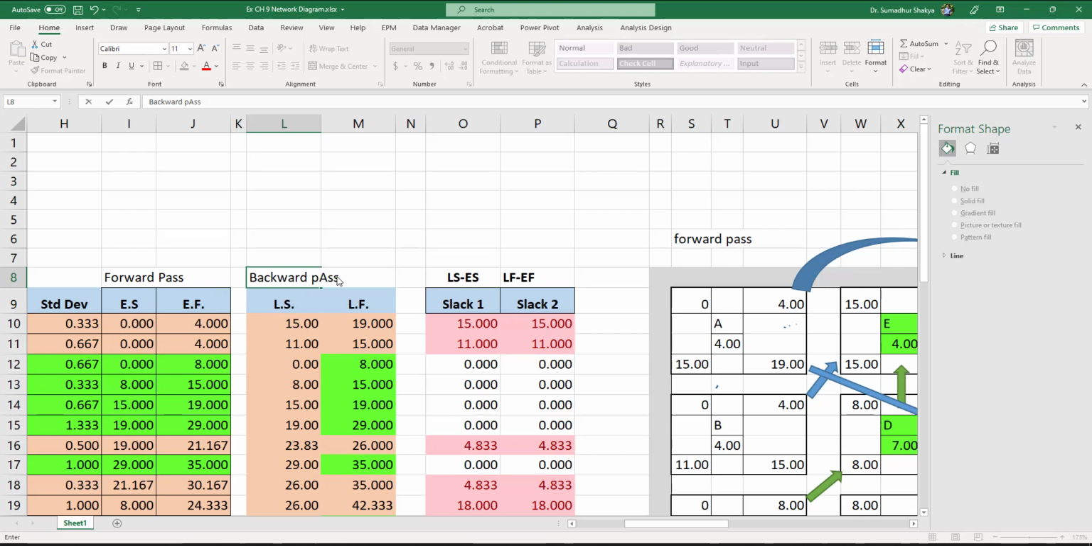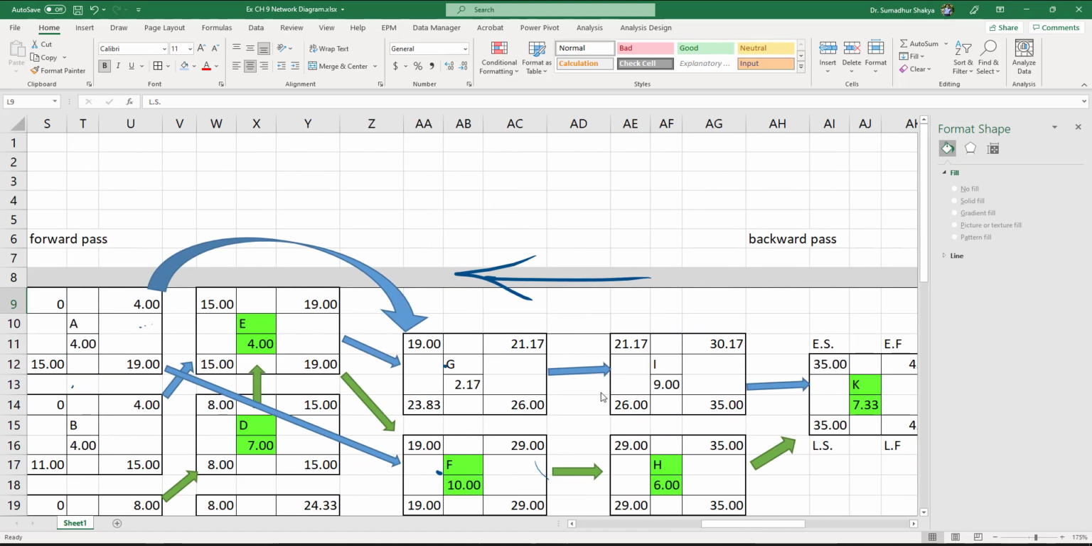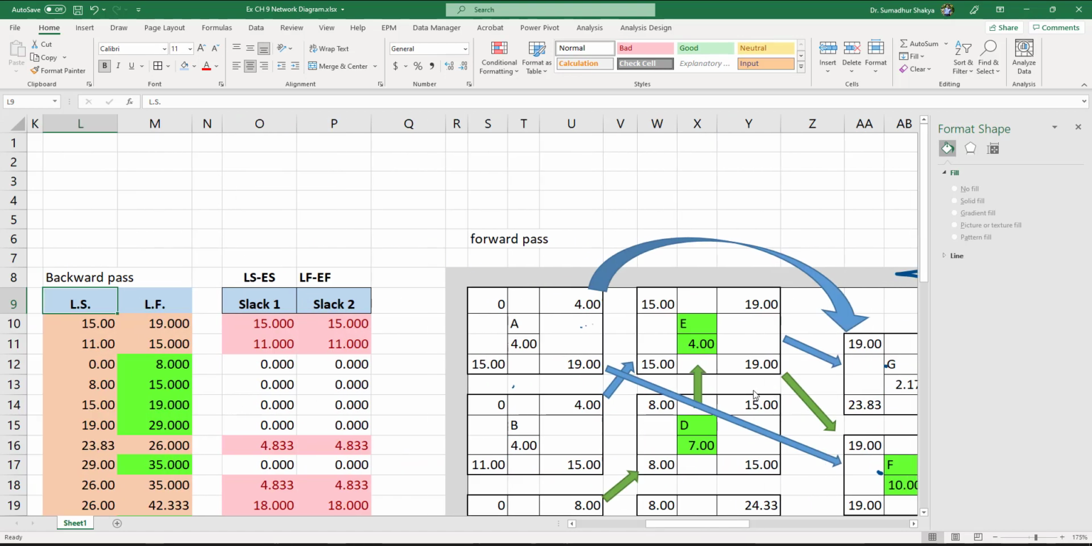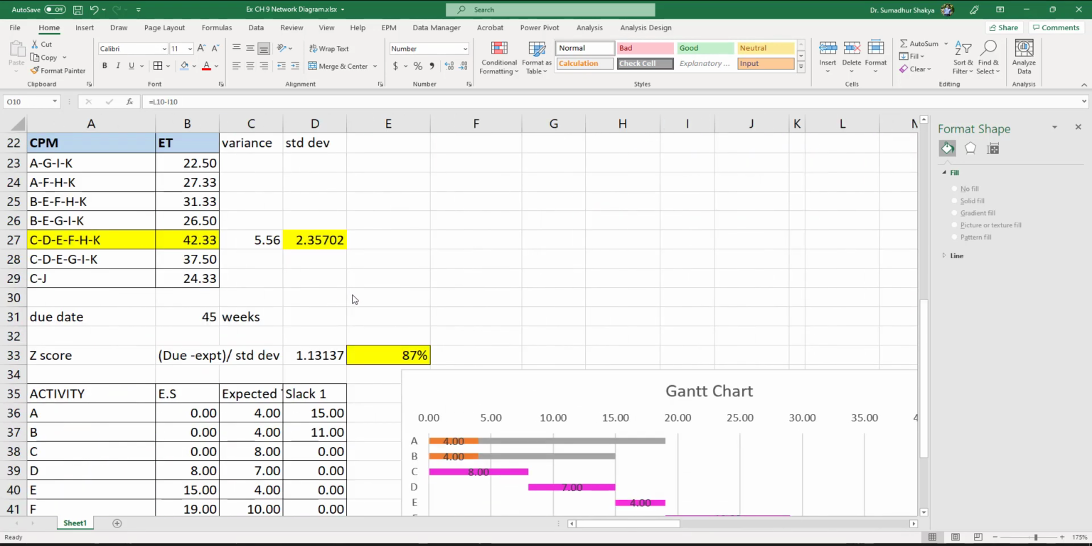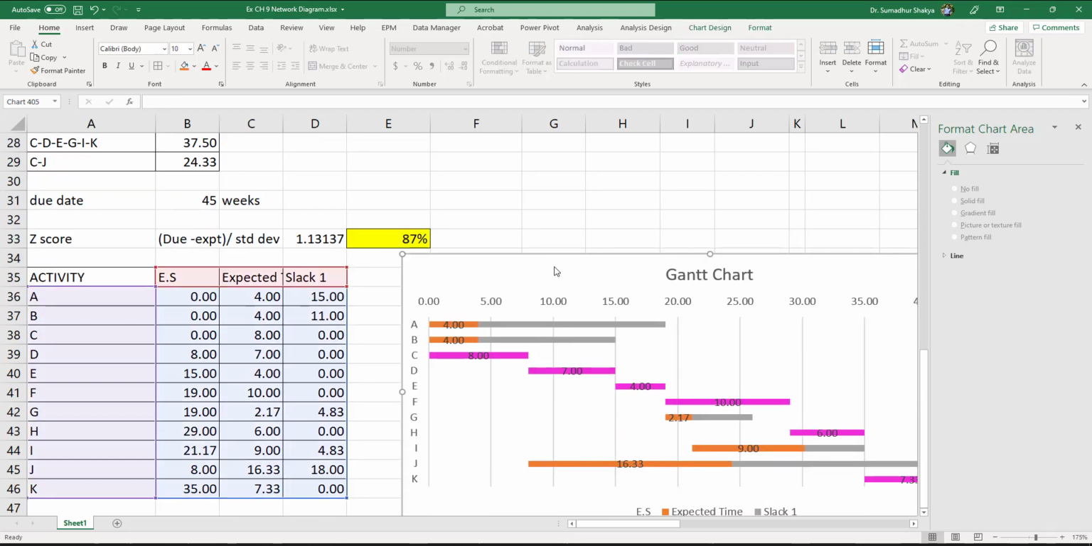So these are calculated using backward pass from the end of the project minus the activity time, and again follow the activities on the critical path first, then the activities that are not critical, then calculate slack 1 and slack 2. Both of them should come out to be exactly the same, and then calculate the Gantt chart at the end. Okay, so that's the general sequence.